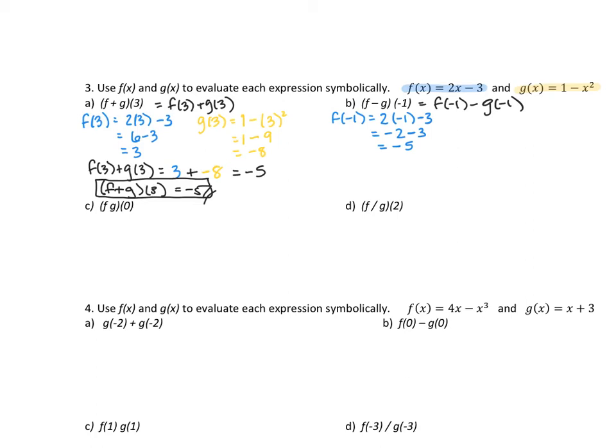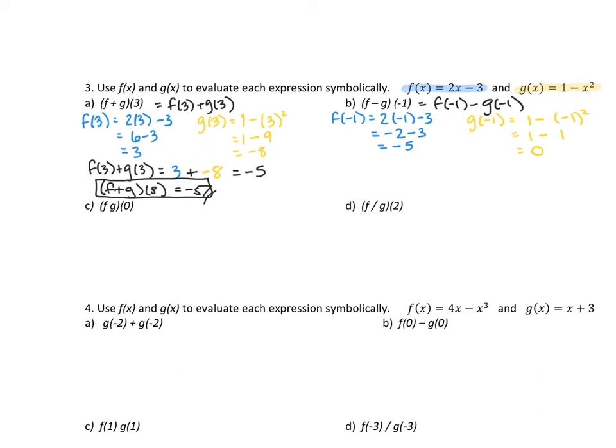I can stop there. And then g of negative 1, we get 1 minus parenthesis negative 1 squared. So remember, the negative is also now with the x value. Negative times negative is always going to be a positive. So it's going to be 1 minus 1, since negative 1 squared is 1. 1 minus 1 is 0.